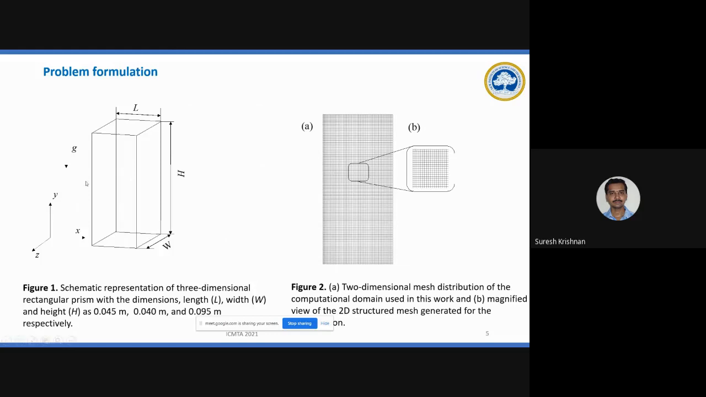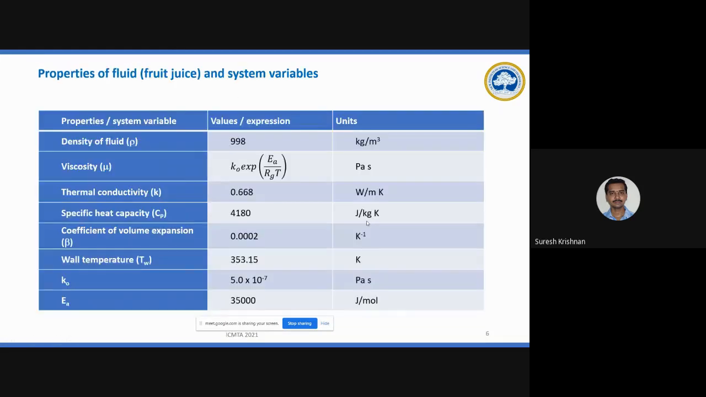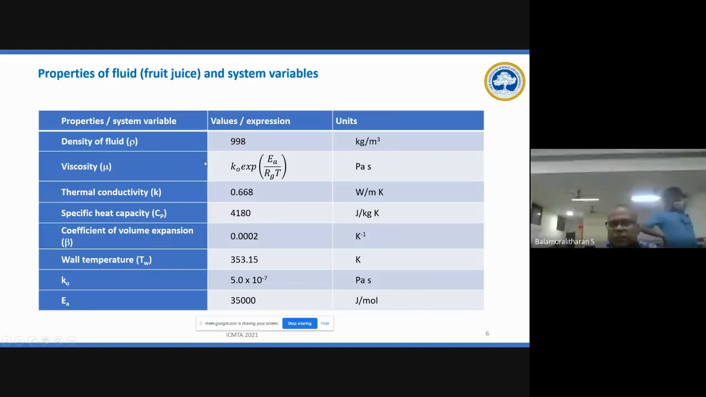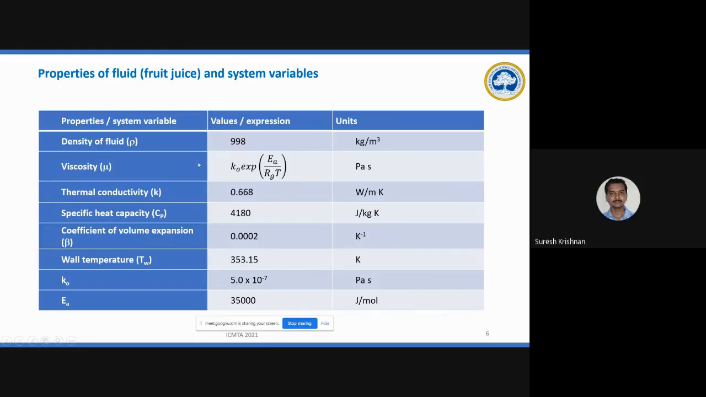So the mesh is generated in the rectangular prism layer, and then the 2D structure which is shown here. The properties of the fruit juice, we took from the literature, and you can see here the density is approximately equal to water, because the major amount of fruit juice is water content. So that's why the density also does not change. But the major key component here is viscosity. The viscosity of the juice is not equivalent to water. It's slightly elevated, and viscosity is strongly a function of temperature.